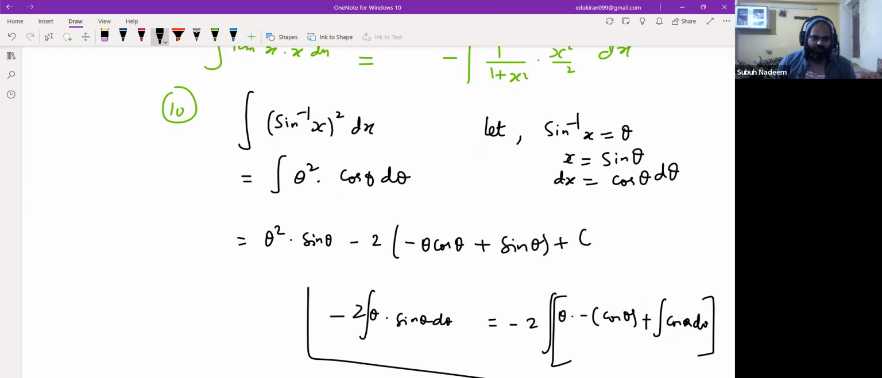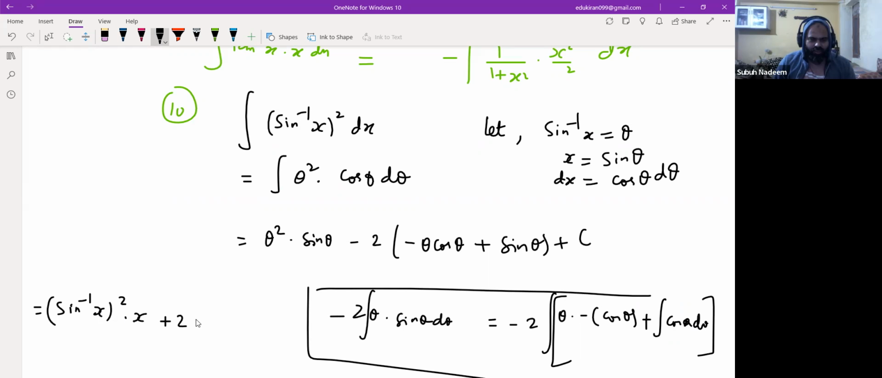And in the end, you have to do this thing that theta is sine inverse x. So sine inverse x whole square, and sine theta is x. Here it will become plus 2 theta, so 2 sine inverse x into cos theta, which will be root of 1 minus x square, as 1 minus sine square theta, minus 2 sine theta, that will be x, plus c. So this is what you will get.